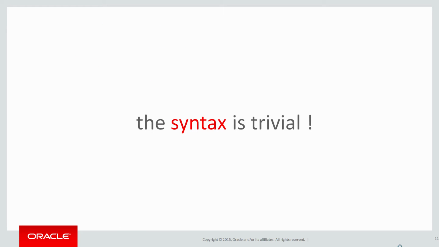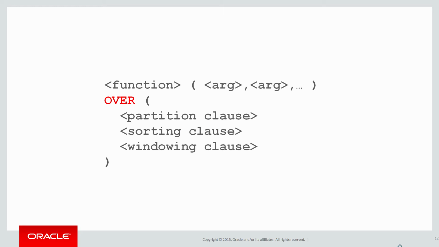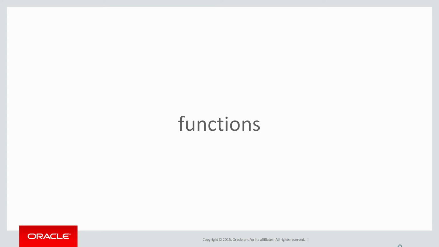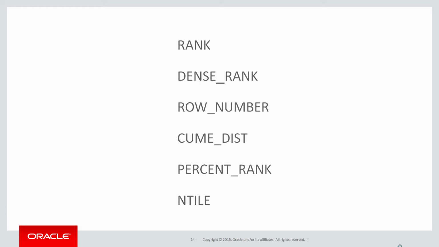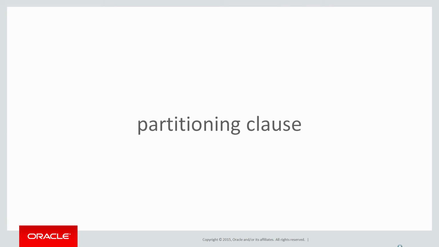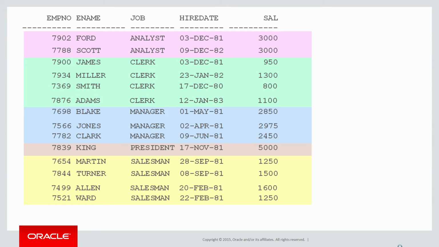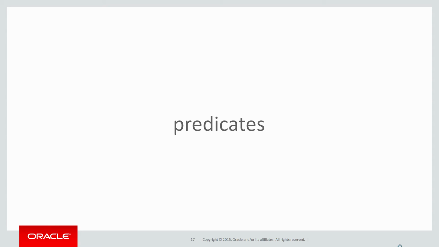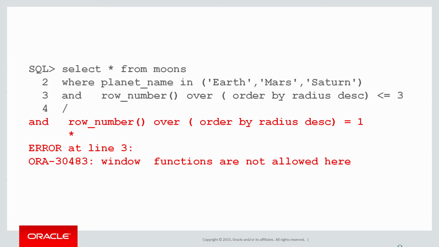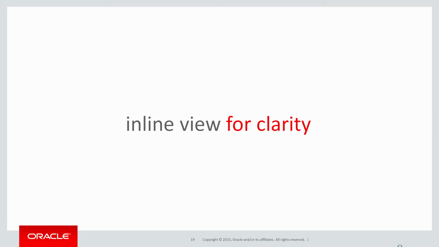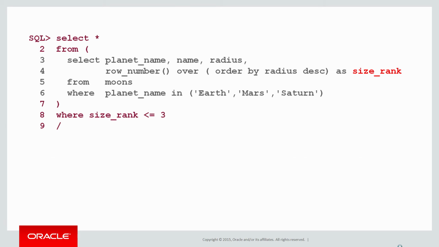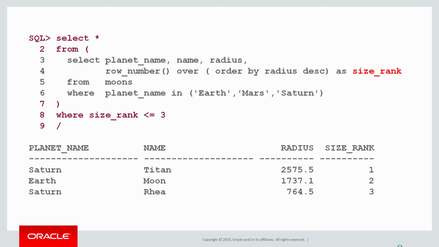We started off with seeing how easy the syntax is. It really is just function, the keyword over, and the 3 clauses: partitioning, sorting, and windowing. The functions, we covered them off from ranking to statistical analysis like cumulative distribution and ntile. The partitioning clause was how we carved up data logically into groups of data so we could actually do analytic functions on partitions of the data. We looked at predicates and how we can't use analytics in predicates, we'd get an error, but we easily worked around that by using an inline view to add some clarity. Wrapping things in an inline view allows us to use analytic functions in terms of predicates and eliminating data.